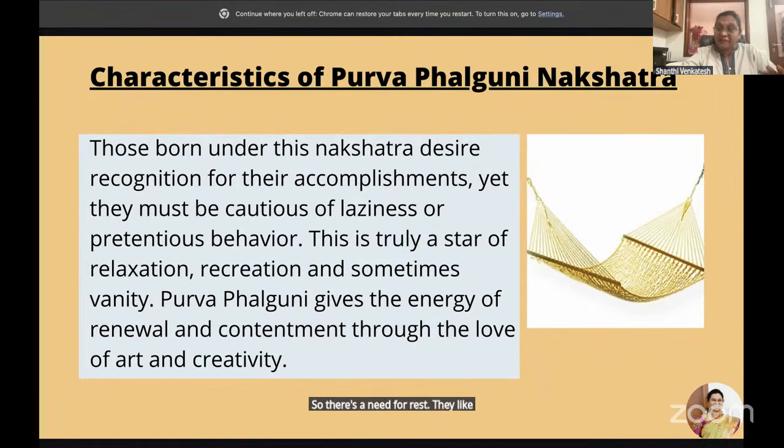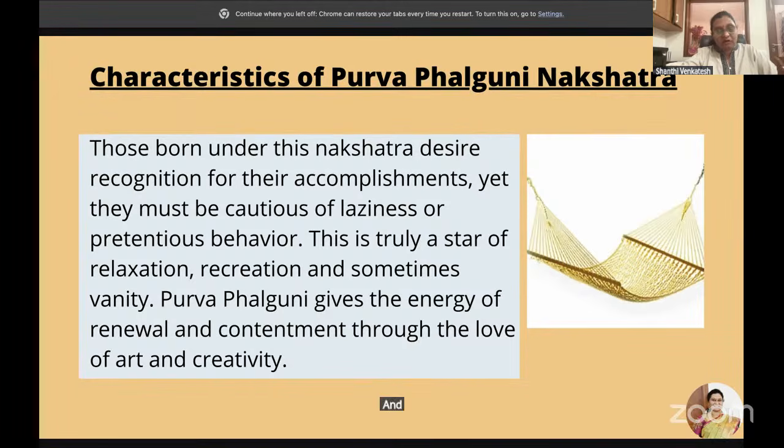They like to take a break from all responsibilities. Very generous in nature. They like to share what they have, and they like to take good care of people around them. They have a very hospitable nature, and if some guest comes, they take very good care of them.